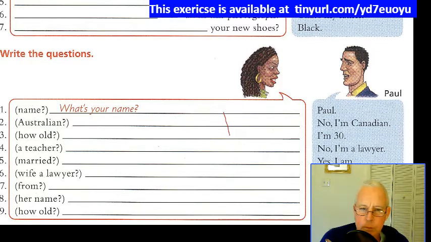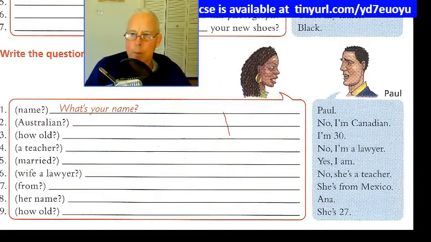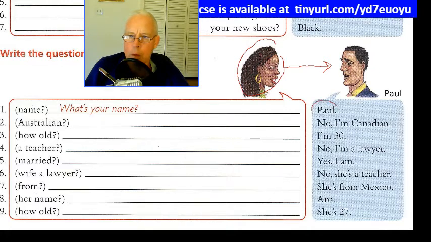Okay, similar exercise. So the woman here is asking Paul questions. So she'll start anyway by addressing him as you in the questions. So the first one, the answer is Paul. He says Paul. So that question is, what is your name? What's your name? Paul.